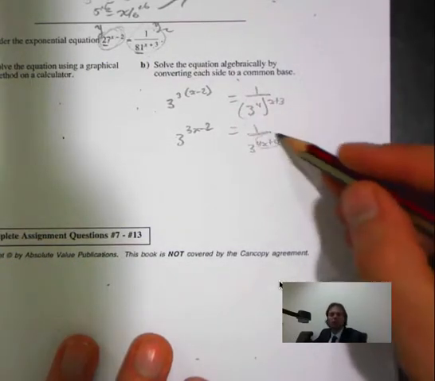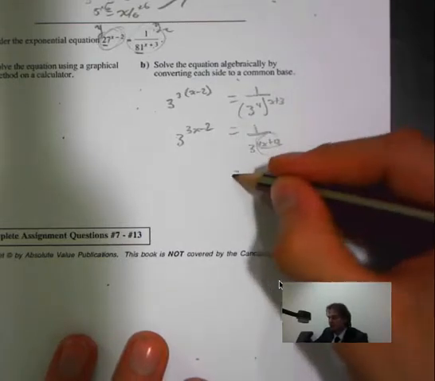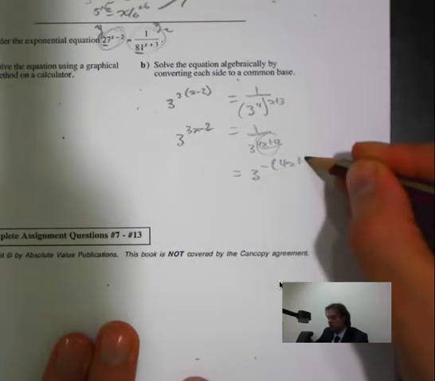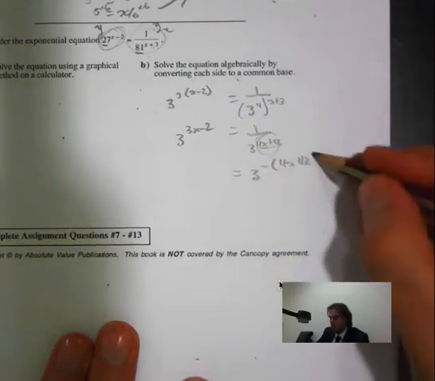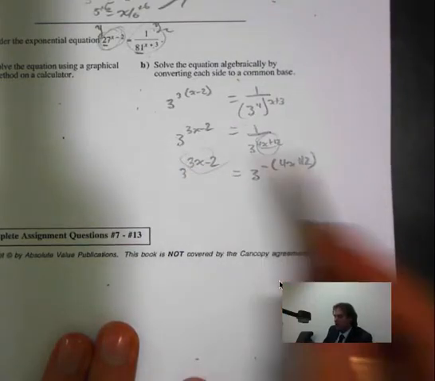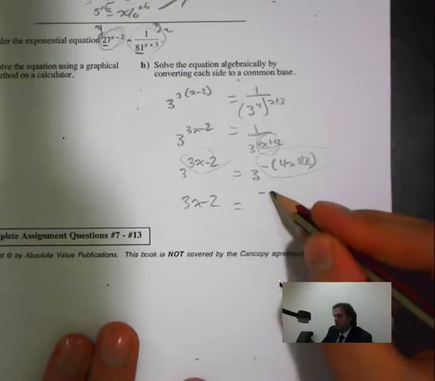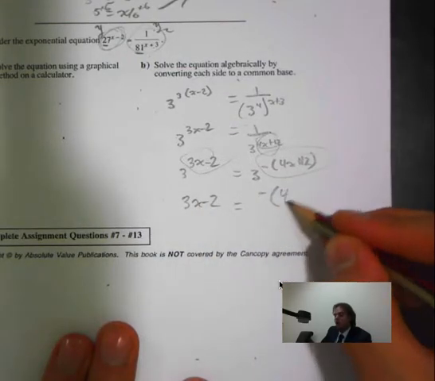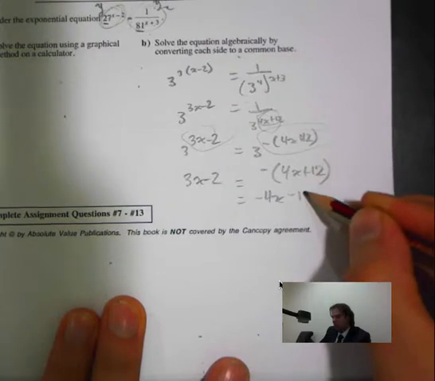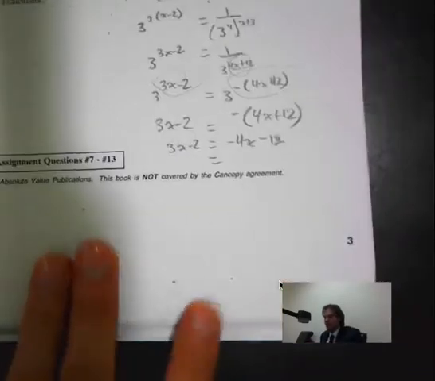Now my next problem is, this is on the bottom. We want to flip this. We need to put it on top. So we have to multiply our exponents by a negative. So I'm going to get 3 to the negative bracket 4x plus 12. And this here is going to be 3 to the 3x minus 2. So now we have the same bases, this and this. Okay? So I'm going to get 3x minus 2 is equal to negative, multiply that negative all by 4x plus 12. So that's going to give me negative 4x minus 12, because I have to do both. And 3x minus 2. Continue solving that. That's easy now.